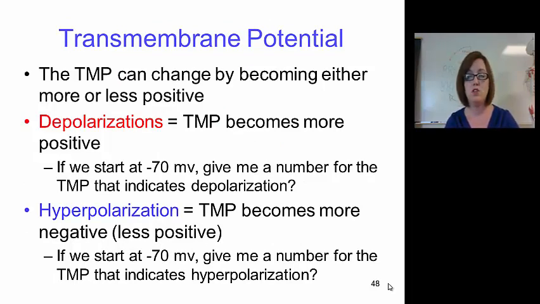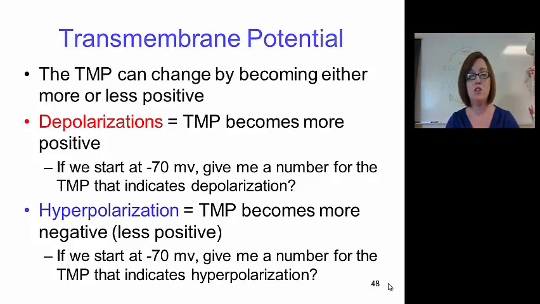A depolarization is when the transmembrane potential becomes more positive. If we start at negative 70, can you give me a number for the transmembrane potential that indicates a depolarization? So we want a number that's more positive than negative 70. Negative 69 would work, right? Negative 60 would work. Negative 5 would work. 0 would work. Positive 5 would work. All of those are numbers that are more positive than negative 70.